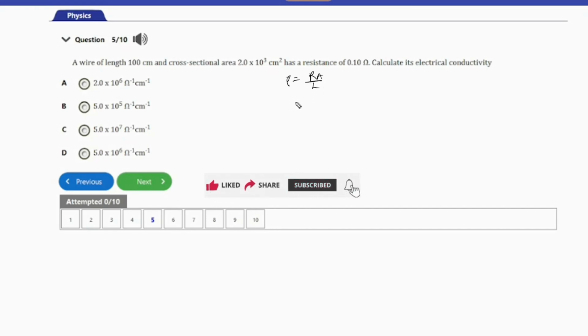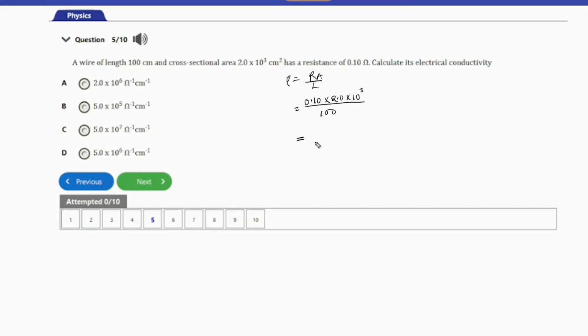So let's take note of the units we have in the answer. We have the units in per ohm per cm here, which means we are going to solve with the cm given to us here, and we're not going to convert it in meters anyway. So we'll have resistance 0.10 ohm times the cross-sectional area, which is 2.0 times 10 to the power of 3 cm squared, then over the length, which is 100 cm. So let's go ahead and solve this to get the resistivity.